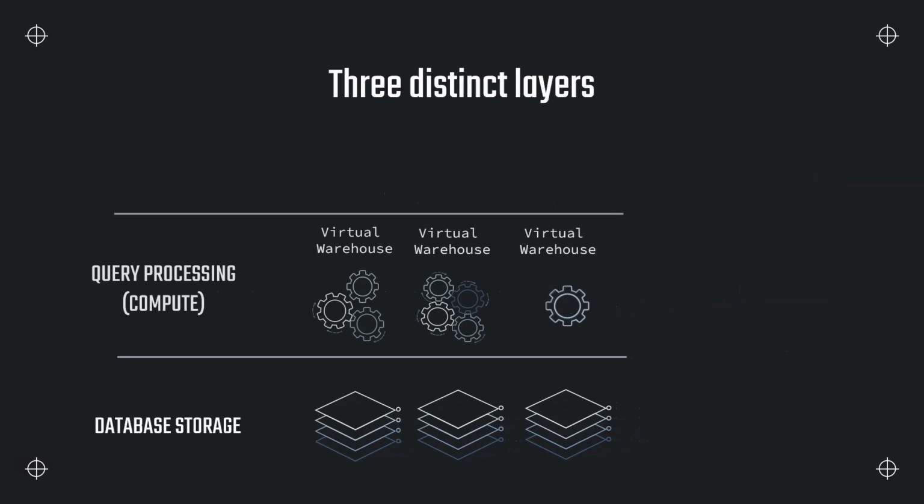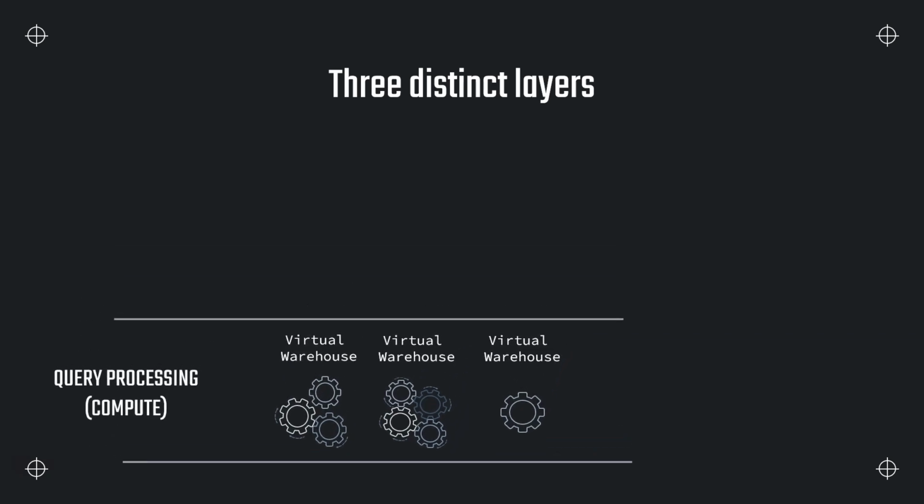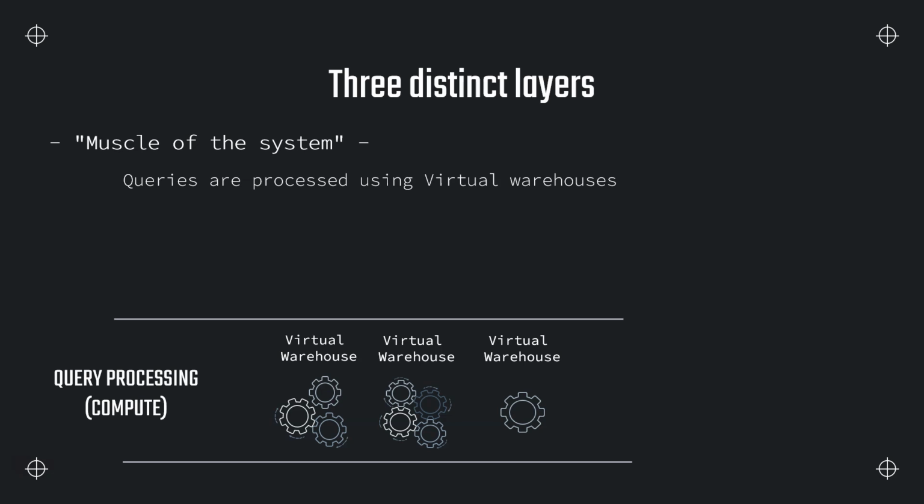And then we have the second layer, which is responsible for processing all of the queries. This is the query processing layer. This is also called the muscle of the system because this is where we get the compute resources to process all of those queries. And we use virtual warehouses for this. A virtual warehouse, or just warehouse for short, is a massively parallel processing compute cluster. Again, we use resources from the cloud provider. If this is AWS, we use so-called EC2 instances, or for Azure, we use Azure virtual machines.